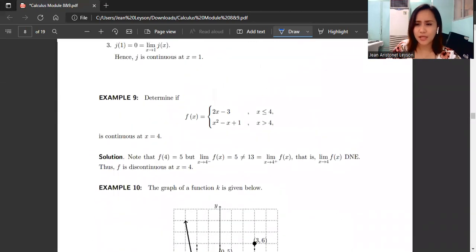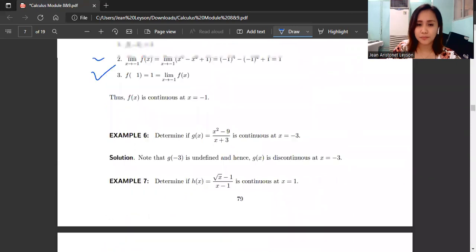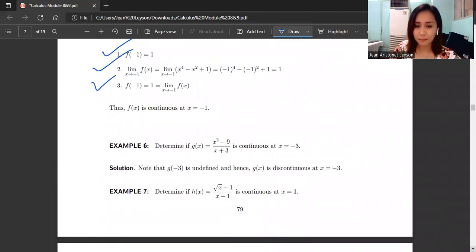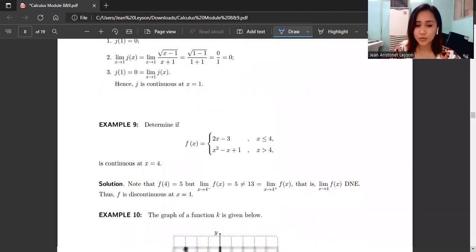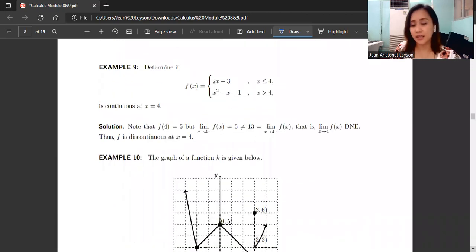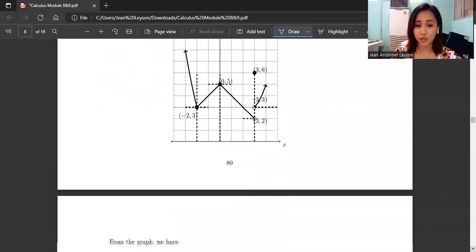So yeah, you can actually study the solved examples. You can try to solve the examples on your own for you to better understand the topic by practicing on your own.